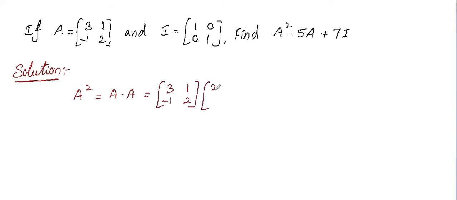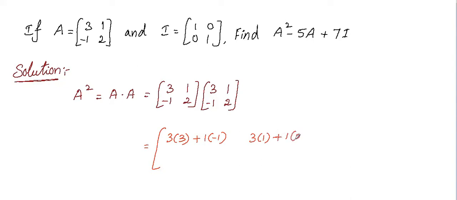So A square can be written as A times A. So just substitute the A matrix here: [3 1; -1 2] times [3 1; -1 2]. If we multiply these two, we'll get 3 times 3 plus 1 times -1, then 3 times 1 plus 1 times 2, and -1 times 3 plus 2 times -1, and -1 times 1 plus 2 times 2.